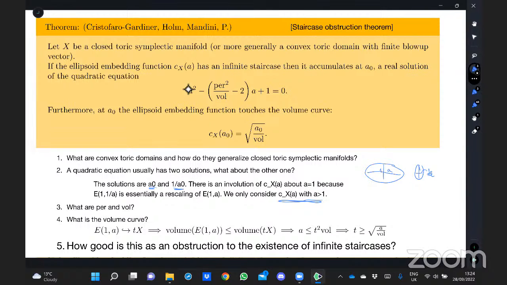Okay, the volume curve. So this one is addressed. The volume curve. So I said if you have a symplectic embedding, which is part of the definition of the function, right, of an ellipsoid into a scaling of X, then it's volume preserving. So you get this inequality. Now this volume on the left-hand side is on the order of A. The other one's on the order of T squared vol. So T has to be bigger than or equal to the square root of A over vol. So that becomes our red curve in this example for X. Of course, I didn't tell you what vol is, but it has to do with the volume of X. So just bear with me.